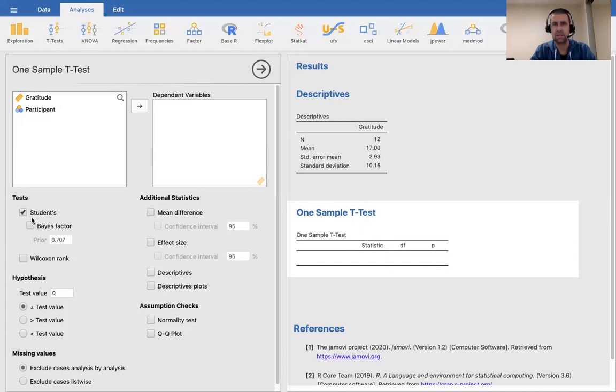So this is Student's t-test. This is assuming the t-distribution. It is the default for this procedure. One of the things you'll notice is we do have one assumption check.